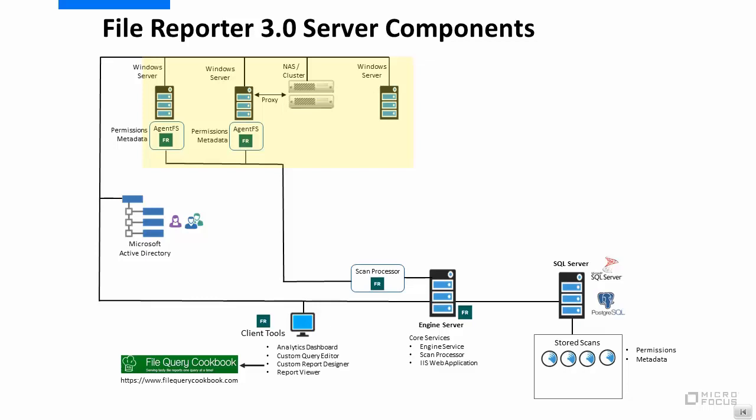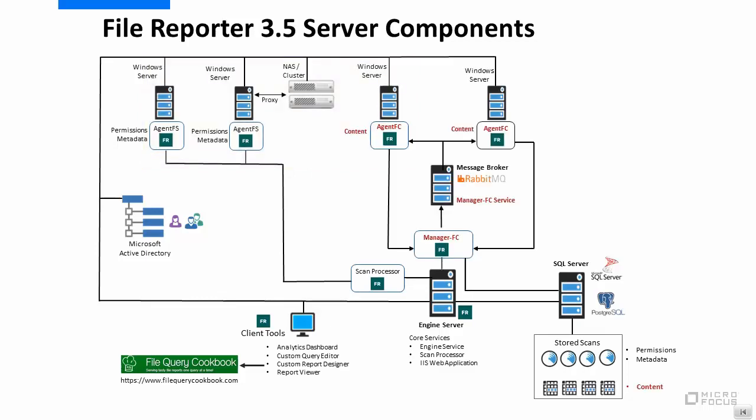These agents in File Reporter 3 and prior could run either directly on the servers or act as proxy agents and connect to remote servers or data stores. They collected all the metadata and then uploaded that to the engine, which stored the data in the database that allowed you to report on later.